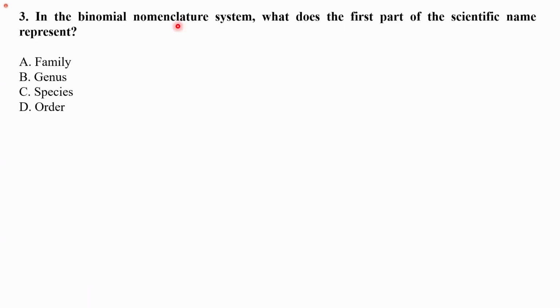In the binomial nomenclature system, what does the first part of the scientific name represent? Is it family, genus, species, or order? So we know in the binomial nomenclature system, we have two parts. The first part represents the genus. The other part represents the specific epithet or the species. So the first part of the scientific name represents the genus and the second part represents the species.